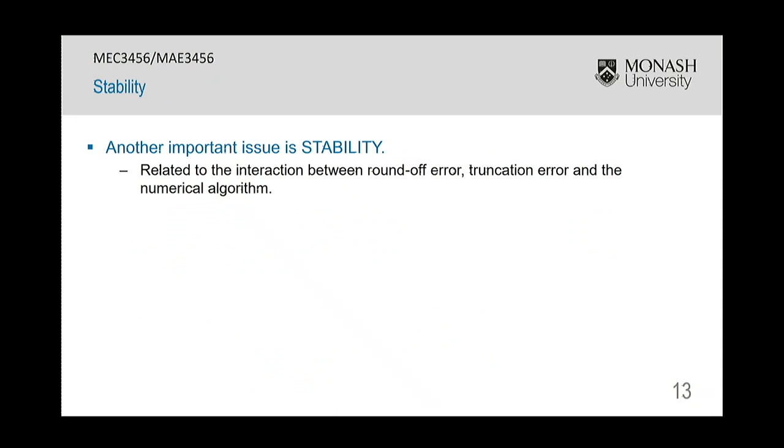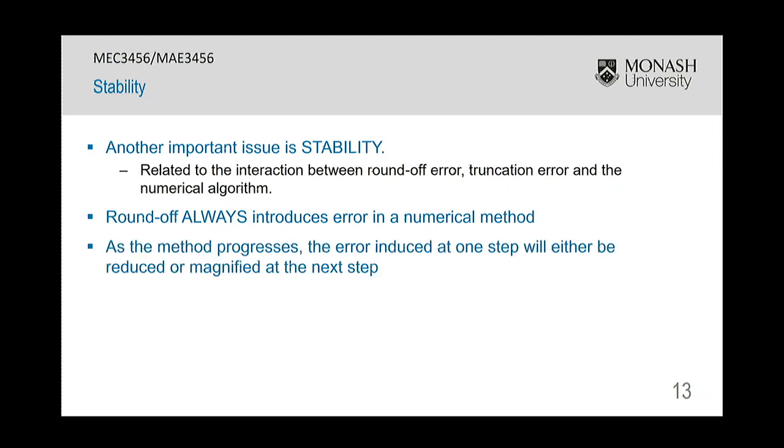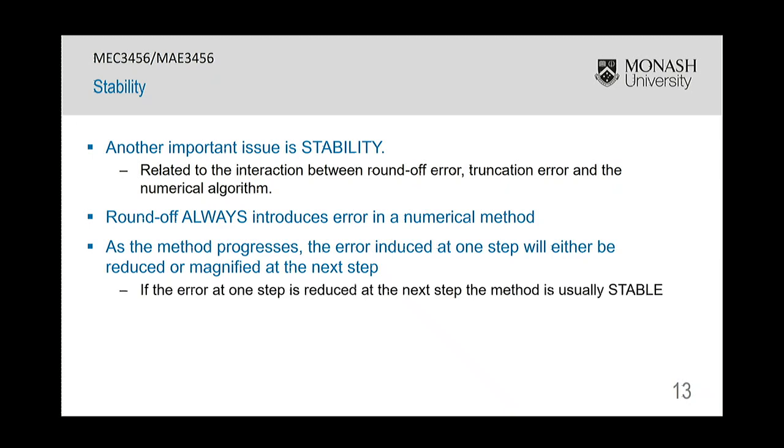I've already mentioned that stability is an important issue. I'm not going to say much about it here. We will encounter this many times in this unit, but it's related to the interaction between our round-off and truncation errors and our numerical algorithm. So we've seen that round-off will always introduce error in a numerical method. You can't help it. As our method progresses, the error that we introduce at one step will either be reduced or magnified. We might introduce new errors as well, but we're interested in what happens to the old error.